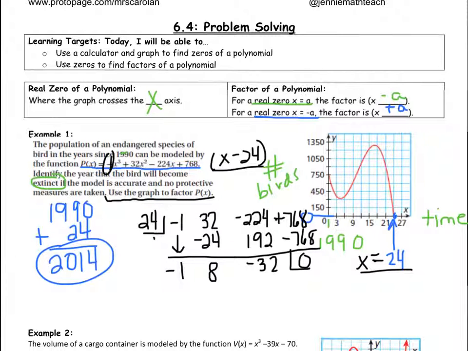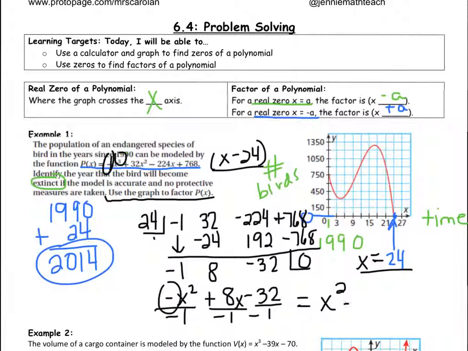And our final answer is negative x squared, so 1 degree lower. Instead of x to the third, we'll start with x to the second, plus 8x minus 32. One rule that I haven't really talked about yet is that we shouldn't have negative 1 as a leading coefficient. So we'll divide all of these numbers by negative 1, and we'll get our final answer, positive x squared minus 8x plus 32 is what's left when you divide out the x minus 24. So those would be the two factors, this one and that one.